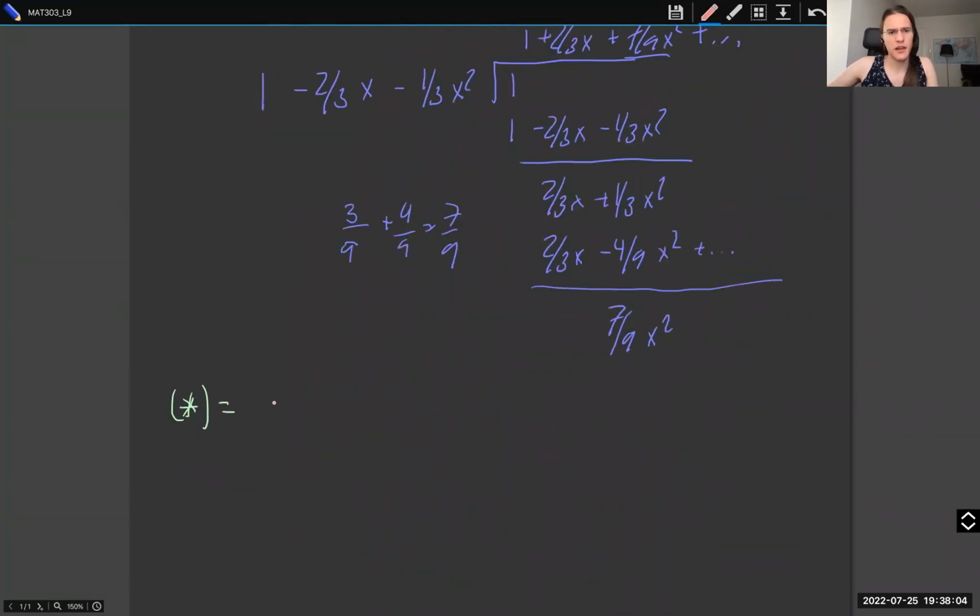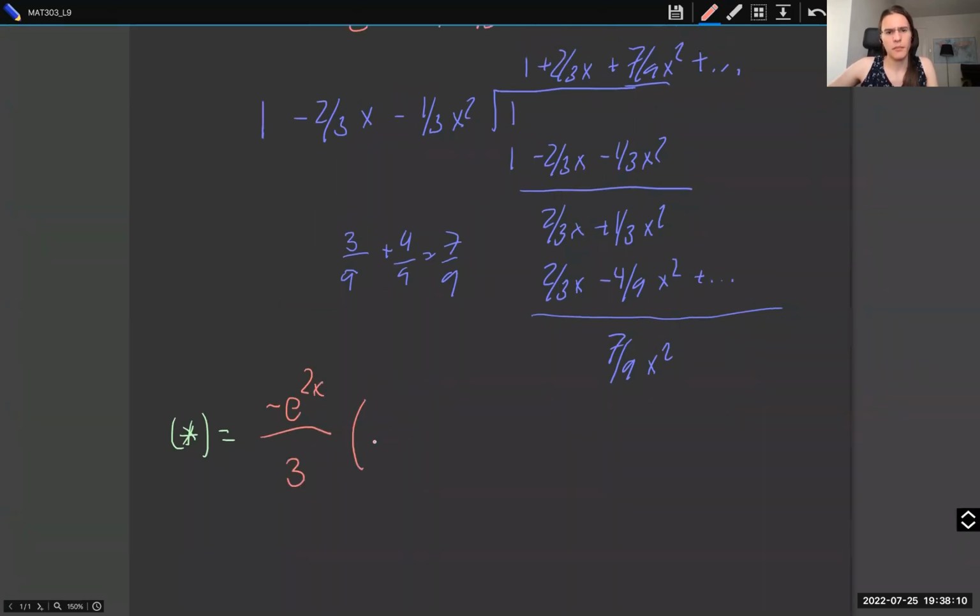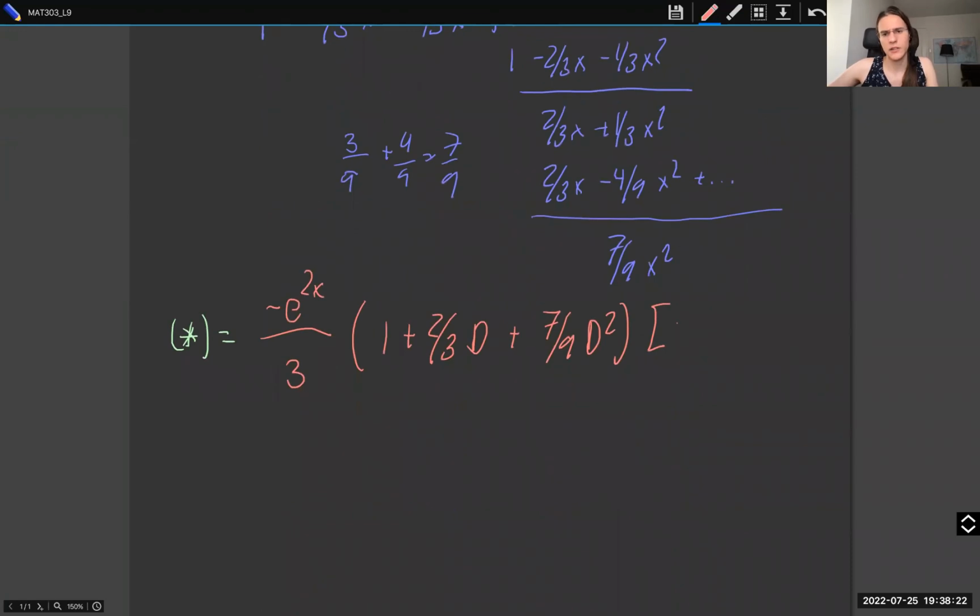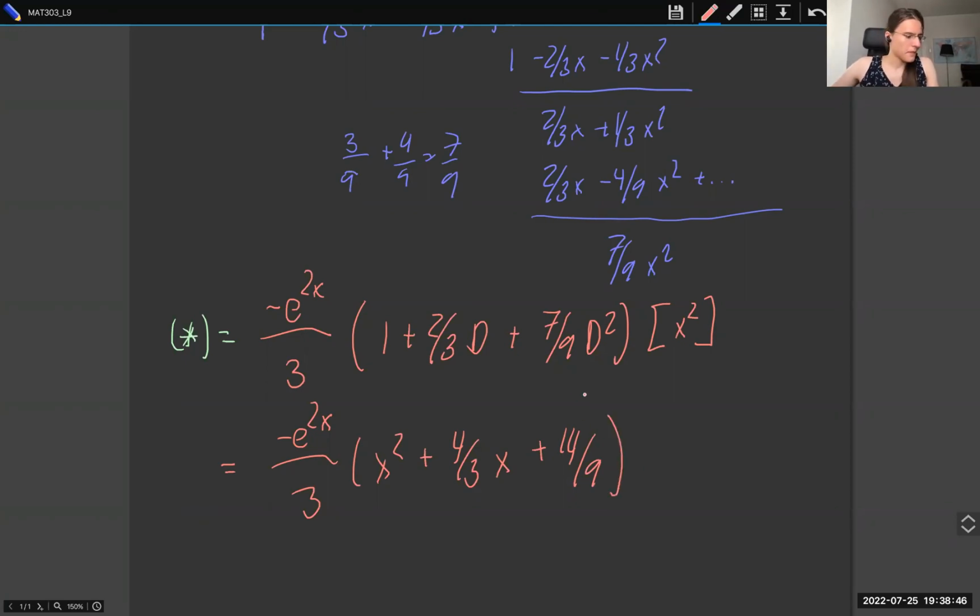So what that gives me is negative e to the 2x over 3. And then we have 1 plus 2/3 d plus 7/9 d squared applied to x squared. And that gives me x squared, then one derivative plus 4/3 x, then plus 14/9. Yeah. And that is a solution to the equation.